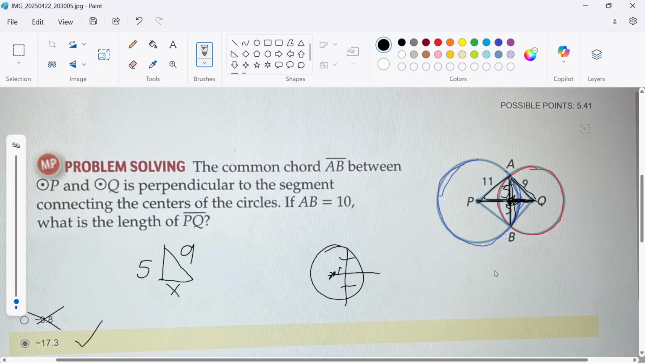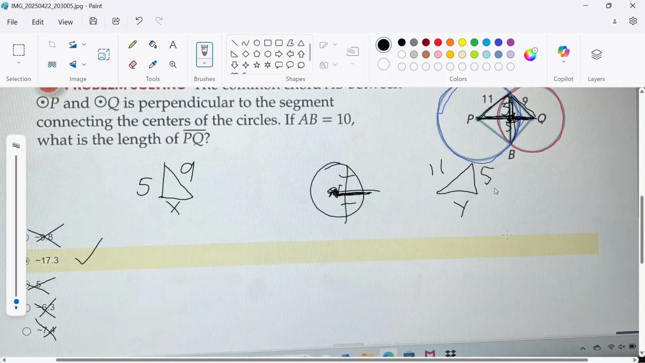But anyway, because this segment that's a radius is perpendicular to that chord, it cuts it into two pieces, so I've got 5. So I've got a 5, 9, something, and then the other triangle, I want to find P to that center point, that's 11, 5, and something. So that one looks like this, 11, 5, and something. I'll call it Y. How do I find that?